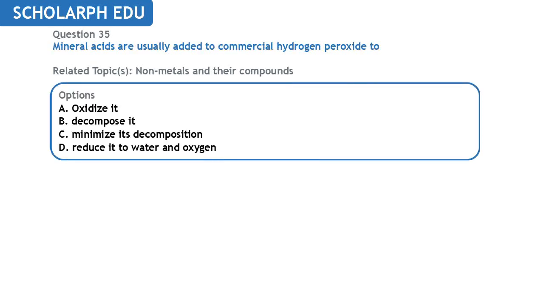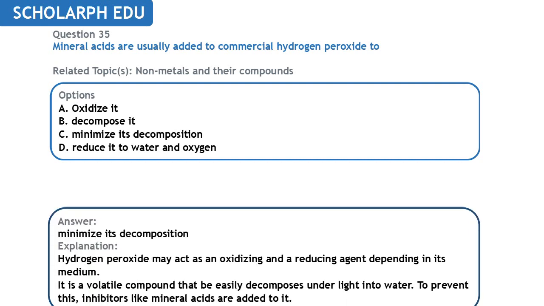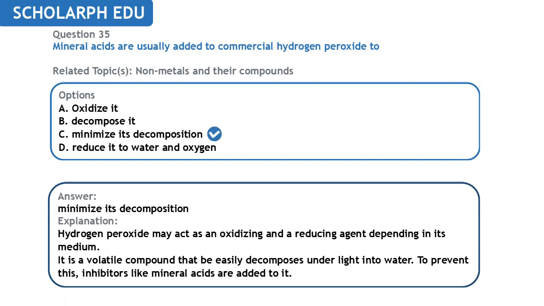Mineral acids are usually added to commercial hydrogen peroxide to minimize its decomposition, to prevent it from decomposing. Those mineral acids act as an inhibitor, preventing the hydrogen peroxide from decomposing.